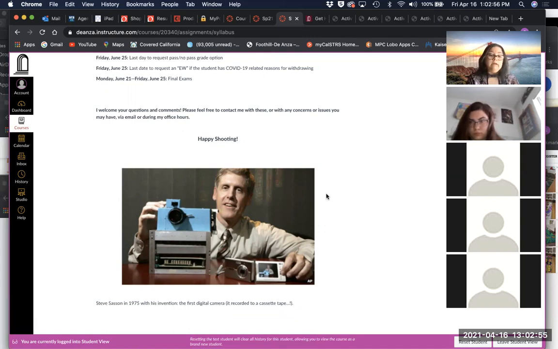Okay. And finally, a picture of Steve Sasson in 1975 with his invention, the first digital camera, and it recorded to a cassette tape. Probably most of you have never encountered a cassette tape in real life. I grew up with them, of course, but we've come a long way since then. In fact, digital cameras became available for purchase in the late 1990s, so only about 20 years ago, and they've completely changed photography in just 20 years.